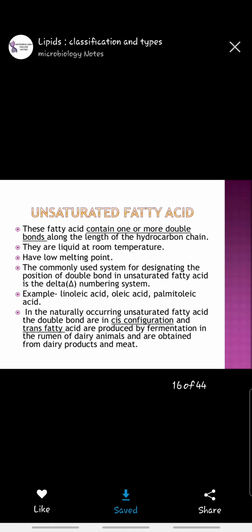In naturally occurring unsaturated fatty acid, the double bonds are in cis configuration, and there are also trans fatty acids. This particular explanation of unsaturated fatty acid is part of the structural form. Trans fatty acids are produced by fermentation in the rumen of dairy animals and are obtained from dairy products and meat.